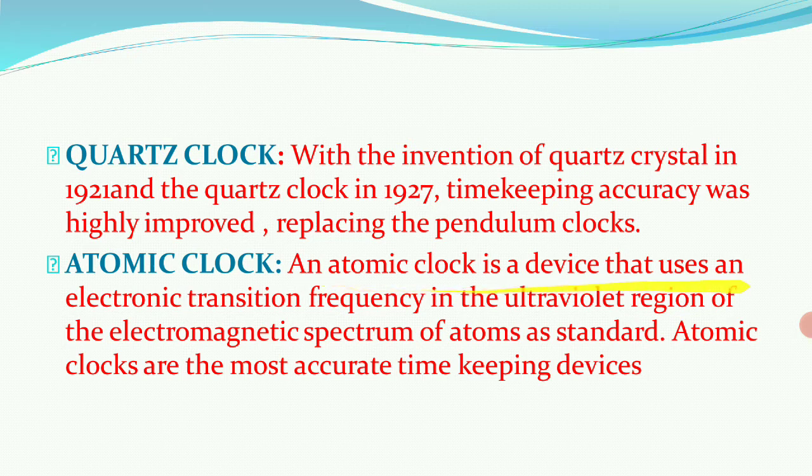An atomic clock is a device that uses the electronic transition frequency in the ultraviolet region of the electromagnetic spectrum of the atom as a standard. In the electromagnetic spectrum we have different regions like the ultraviolet region, infrared region, and visible region. Atomic clocks use the frequency in the ultraviolet region, so these atomic clocks give the most accurate time. They are accurate timekeeping devices.